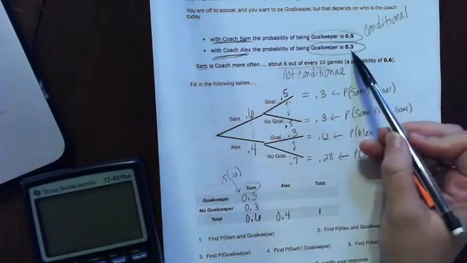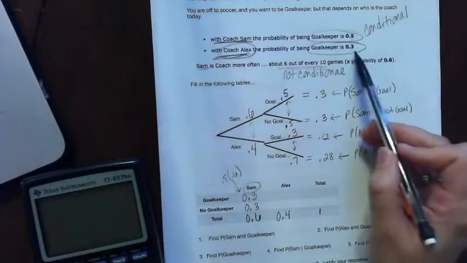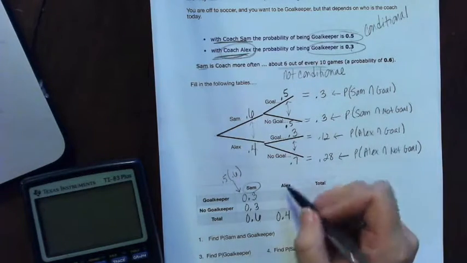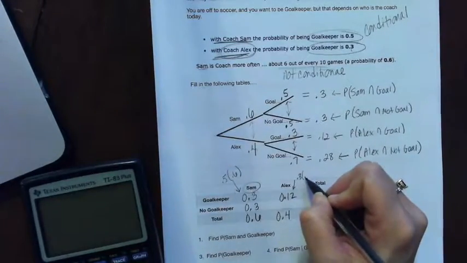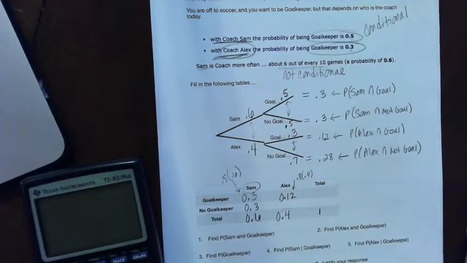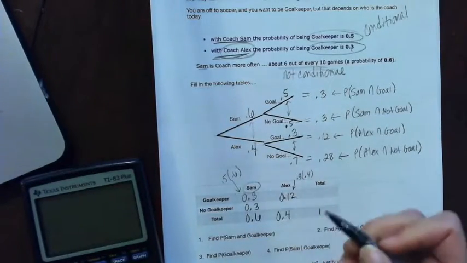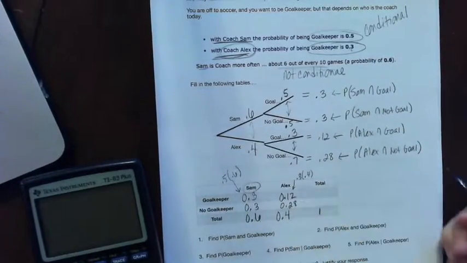And now we're going to do the same thing for this 30%. Of Alex's games, 30% of them, you're the goalkeeper. So of Alex's 40%, 30% of the 40%, you're goalkeeper. And that turns out to be 0.12. And that number is 30% of that 40%. And yet again, this plus this needs to add to 0.4. That leaves me with 0.28.